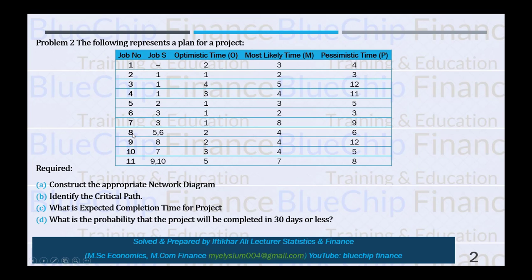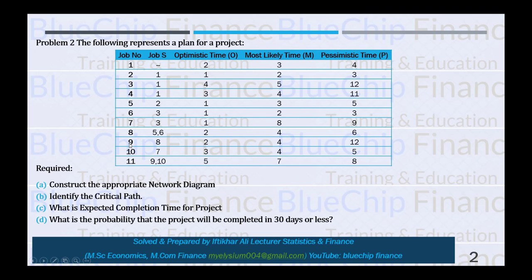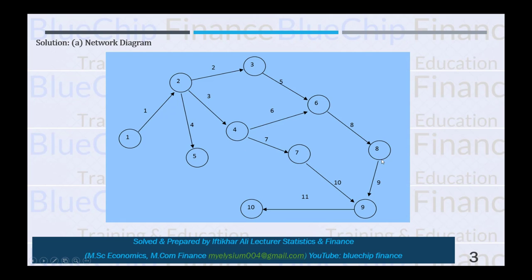So the 8th job is starting from where the 5th and 6th jobs are ending. The 5th and 6th jobs both are ending at node number 6. So from here we draw one line that represents the 8th job. After that the 9th job is starting from where the 8th job is ending. So here the 8th job is ending at node 8. So from here the 9th job is starting.